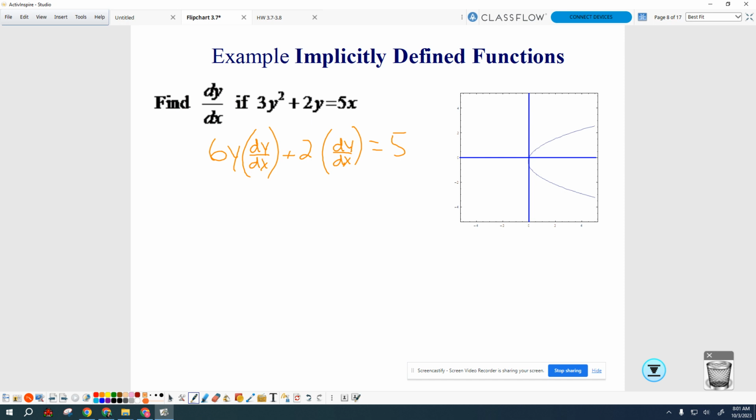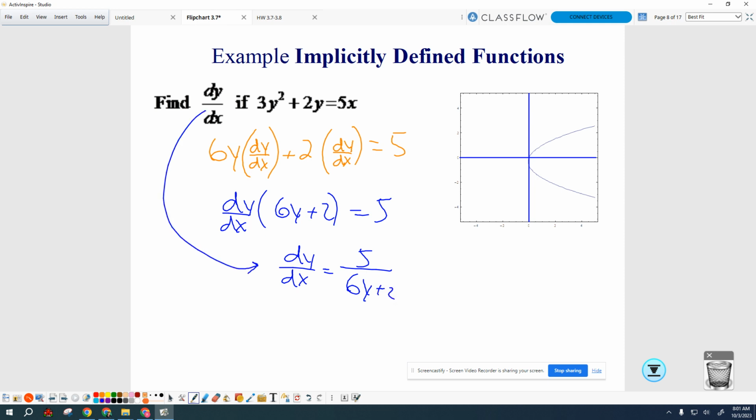Sydney, what now? Now you can factor out the dy dx. So then it would be 6y plus 2. And then you can divide 6y plus 2 on both sides. Found it.